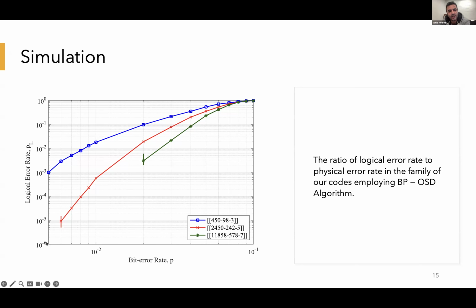That is a good result for quantum LDPC codes and quantum error correction, and it is due to the linear distance and linear dimension that we have good quantum codes. Thank you so much for your attention.